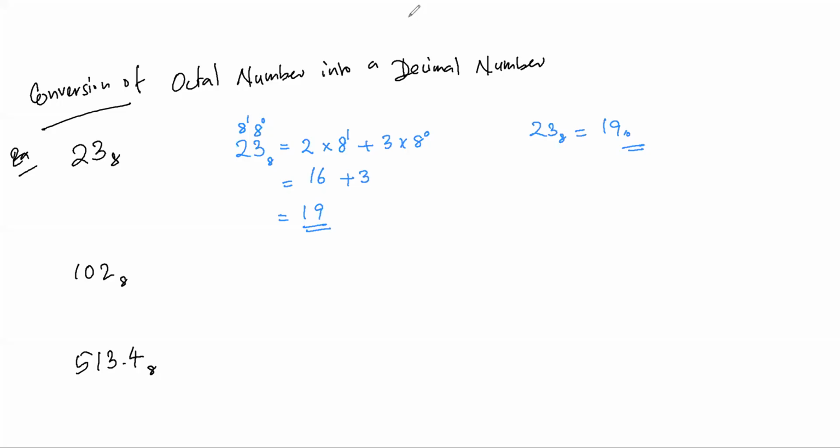Okay, let's look at the conversion of octal numbers into decimal numbers. You get 23 base 8, you get the weighting factors 8 to the power 0 and 8 to the power 1. So you multiply 2 into 8 to the power 1 plus 3 into 8 to the power 0. So this is 16 and this is 3, 16 plus 3 is 19. Let's do another two examples, 102 and 513.4.